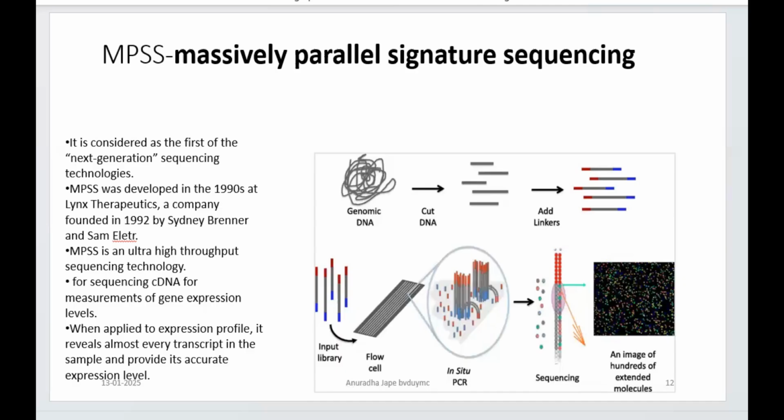Now the term is cDNA. You know what is cDNA? So by use of reverse transcriptase, you prepare cDNA, right? From RNA, you are going to synthesize the DNA, and for this reverse kind of architecture, you need the enzyme reverse transcriptase. cDNA libraries, you have learned how to prepare those. So here you are going to sequence cDNAs for measurement of gene expression.